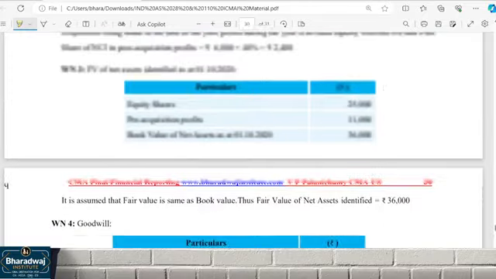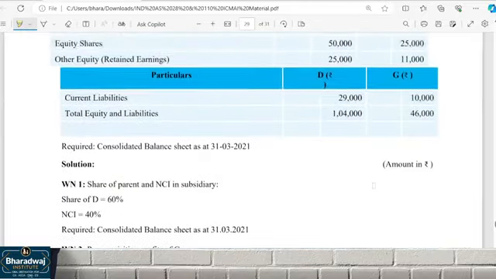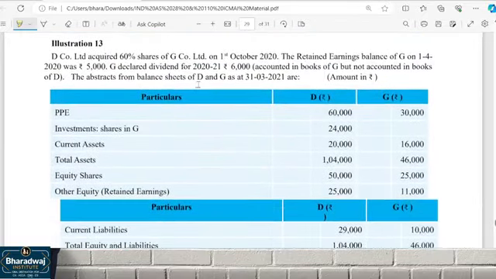We'll come to the other illustrations. I request you to come to illustration 13, in the last 3-4 pages of the handout. It's a very good question. D Limited acquired 60% of shares in G Limited on 1st October 2020, in the middle of the year.